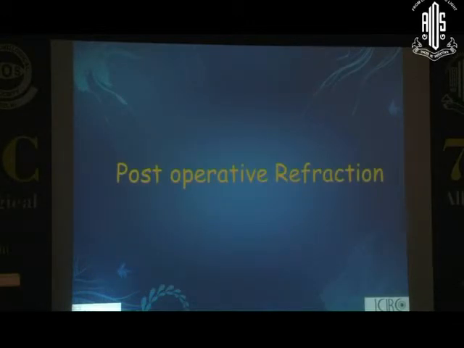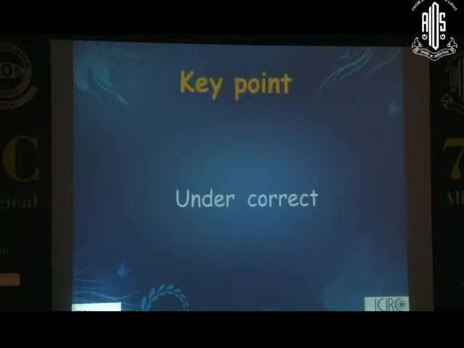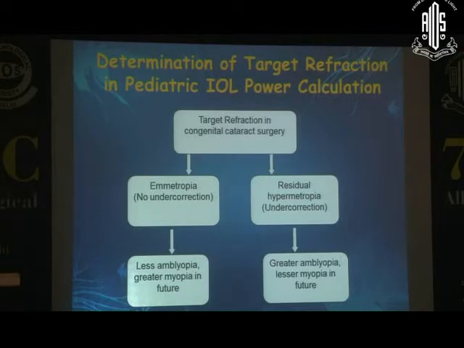Now, the most important question comes: what should be our post-op target refraction? Like in adults, one cannot implant a fixed power IOL because this is a constantly growing eye. So we need to undercorrect. Now, how much undercorrection should be done at which age is the main consensus. This is mainly important to understand in children below 5 years and more importantly below 3 years. Now, if you keep them near emmetropia, they will have less amblyopia, but in future they will end up in severe myopia, which will make them visually handicapped.